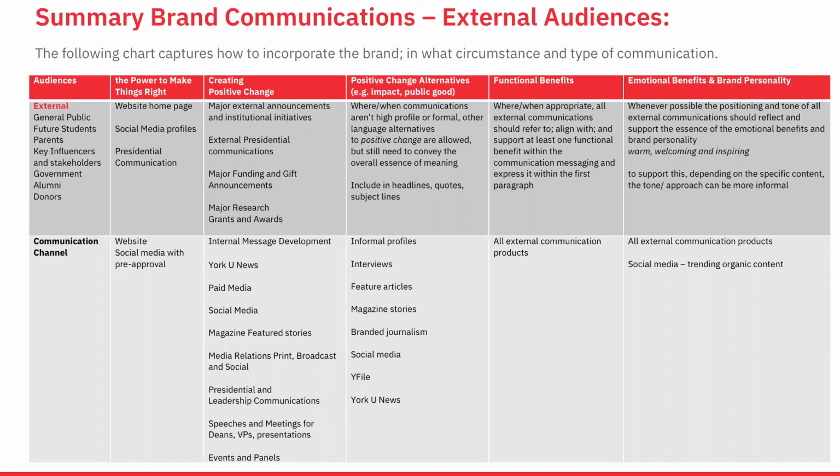Starting from the left, you can use the power to make things right sparingly. Creating positive change should be used in major initiatives, headlines, quotes, and subject lines. Of course, positive change can't be used for everything. So you can use other synonyms like impact and public good to ensure it is not overused in more casual communications. In terms of functional benefits, all of your communications should highlight one of these and should be mentioned within the first paragraph. Emotional benefits and tone should be present at all times.